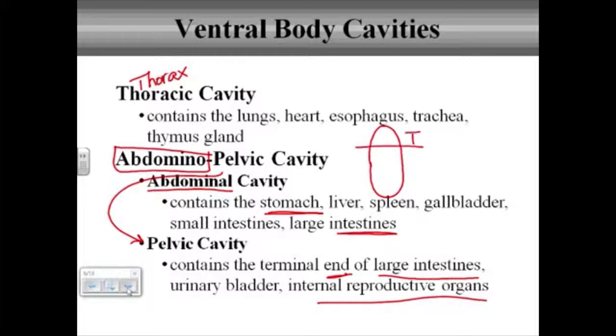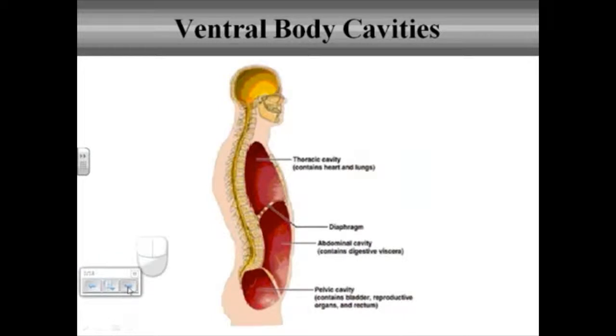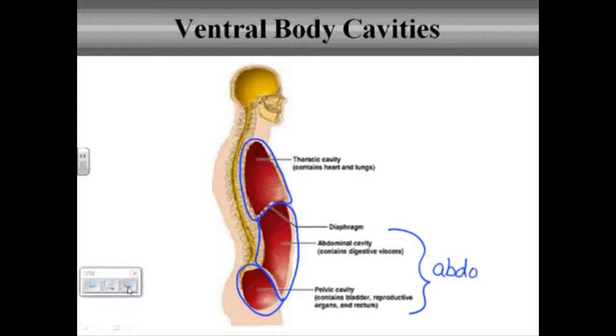So if we look at that ventral body cavity, we're dividing it up into thoracic, abdominal, and pelvic. Kind of like a top to bottom organization there. Just like you can see, we have our thoracic cavity on the top, and then we have our abdominal cavity, which is in the middle, and our pelvic cavity. And like I said before, these two cavities together are commonly referred to as the abdominopelvic cavity.